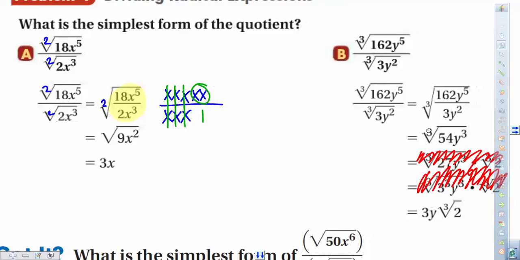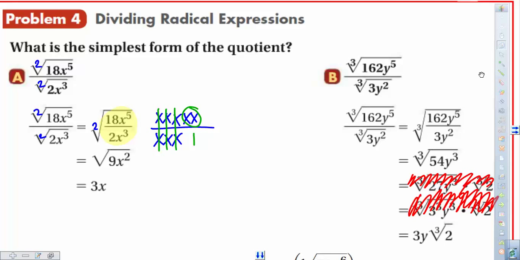It's great. Let's take a look at this cube root problem. Okay? Once again, looks extremely intimidating with cube roots of numbers that we're not all that comfortable with. But because they are both cube roots, that allows us to take a cube root of the entire quotient. So let's go ahead and reduce the fraction of 162y to the fifth divided by 3y squared, which would take us down to 54y to the third.